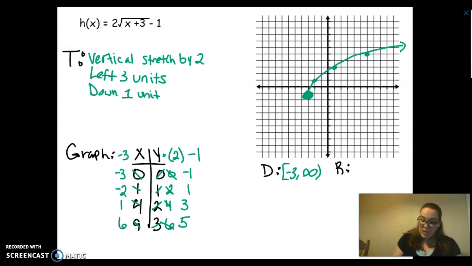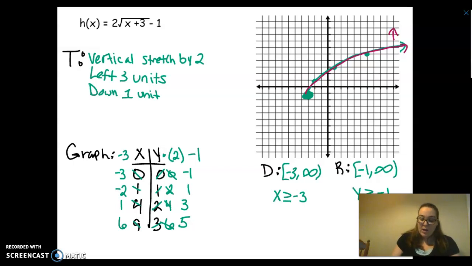The range at this starting spot is down 1, so it starts at -1, and remember, as this moves to the right, it continues to move upwards. That is why the range is from -1 to infinity. One more friendly reminder: in Big Ideas Math, this is x is greater than or equal to -3, and y is greater than or equal to -1.